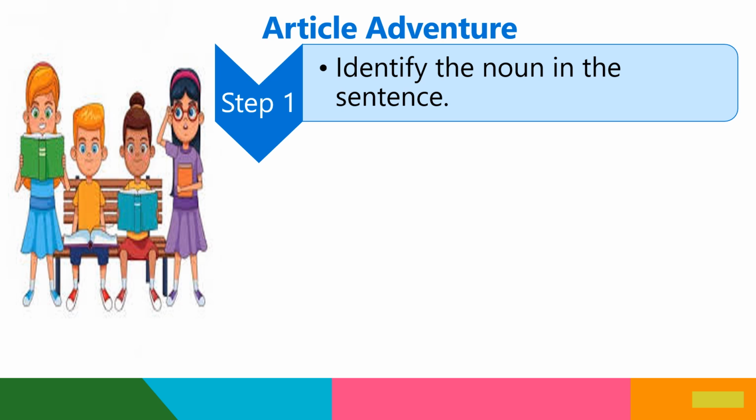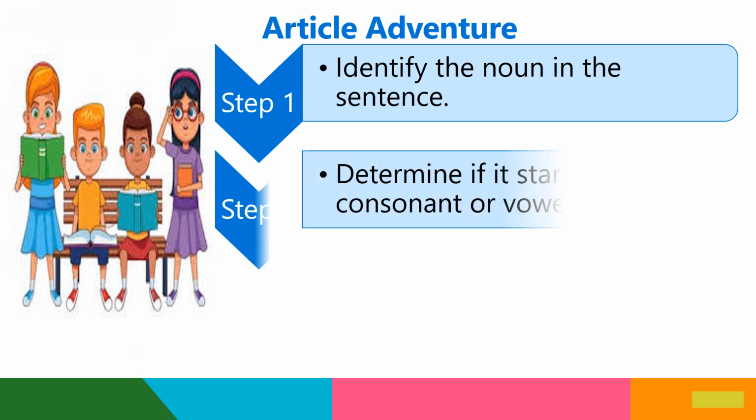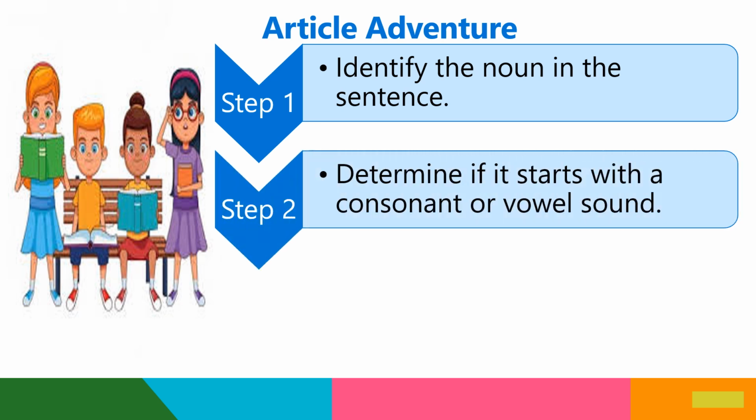So first of all, in a given sentence, we have to identify the noun. And our second step is to see if it starts with a consonant sound or a vowel sound. For that, we have to listen carefully to the first sound of the noun. Is it a consonant like b, k, d, r, or a vowel sound like a, e, u, etc.? For dog, the first sound is d, a consonant sound.